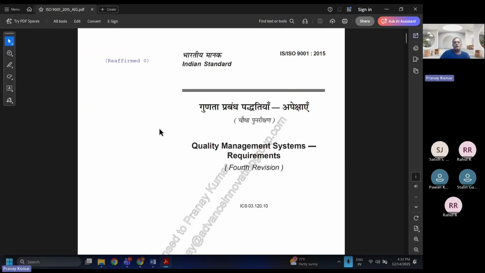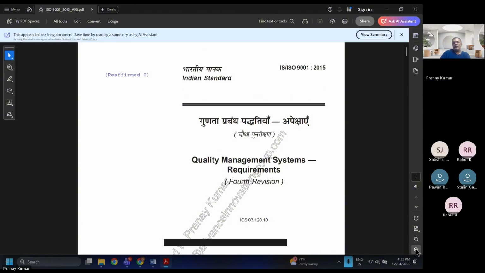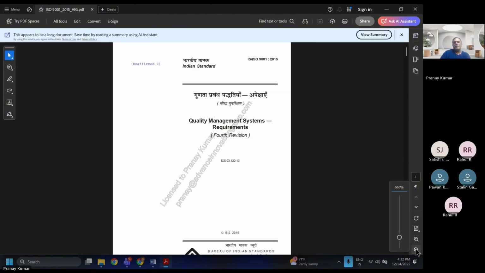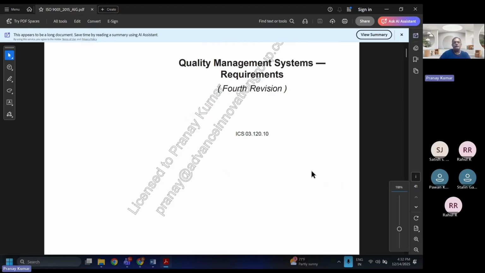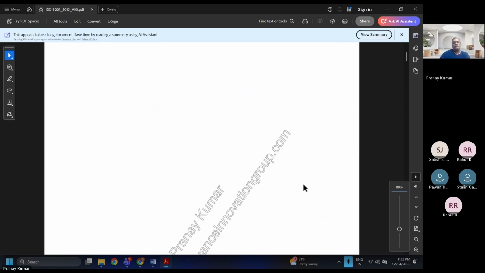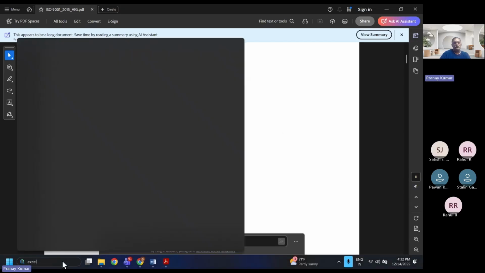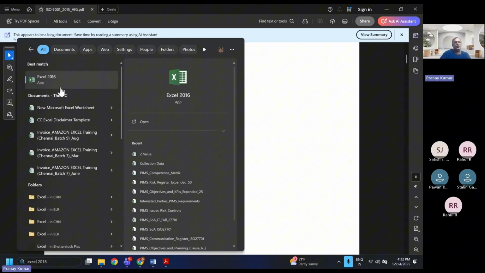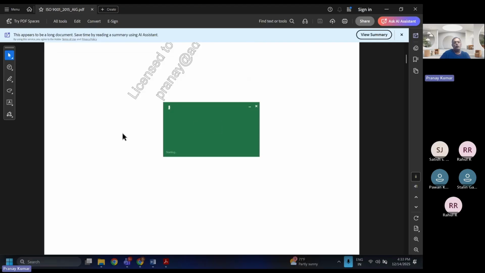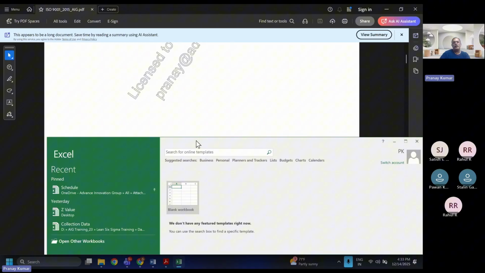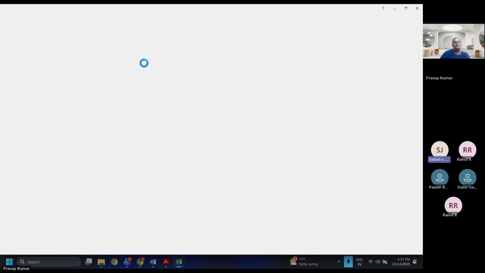Everyone, please open your ISO 9001 standard. And open your Excel sheet. You may already understand that ISO 9001, in fact, all ISO standards start from 4. 1, 2, and 3 don't have any specific requirements from us.